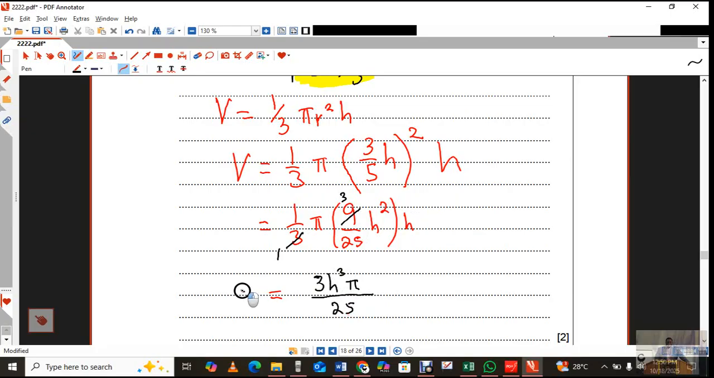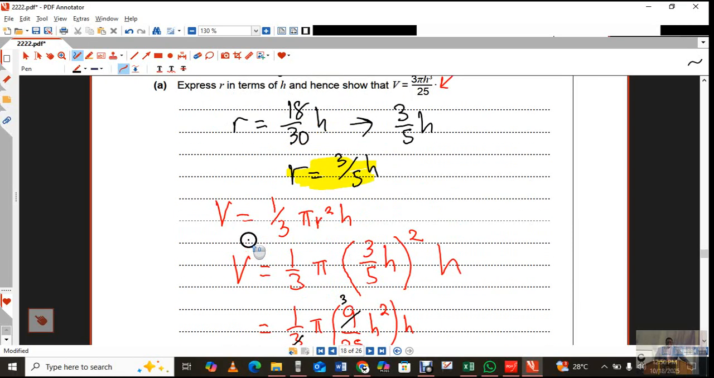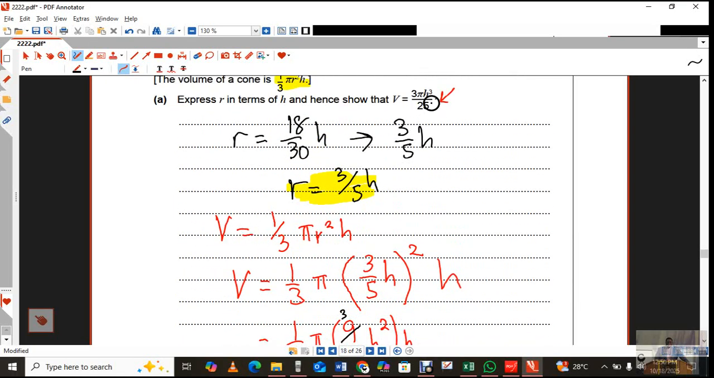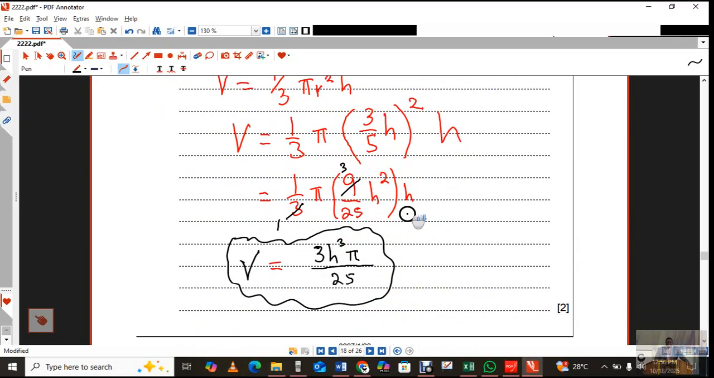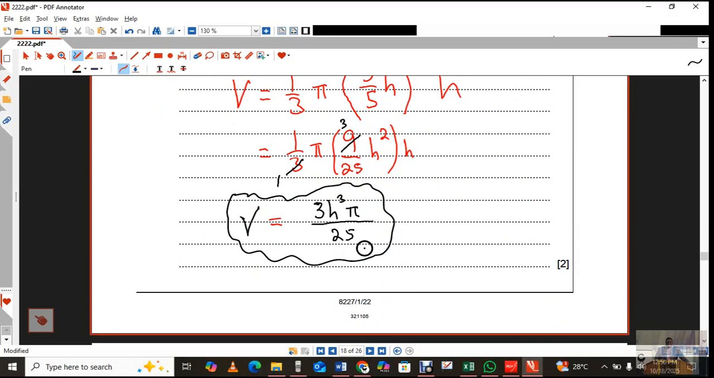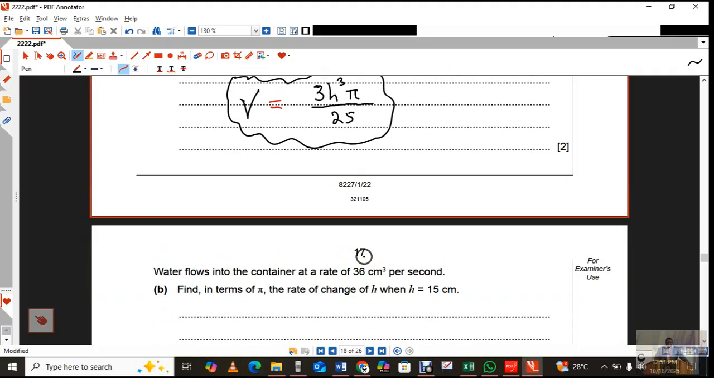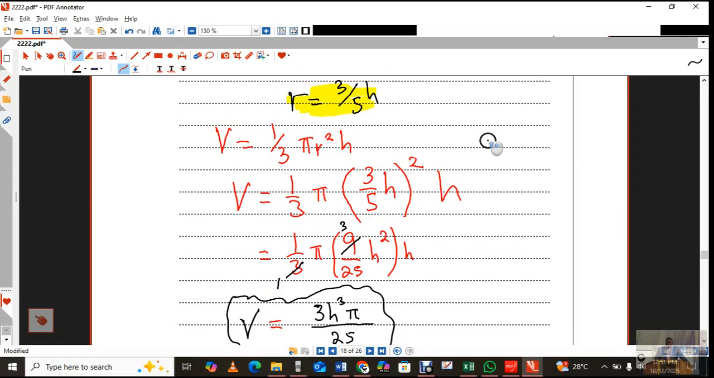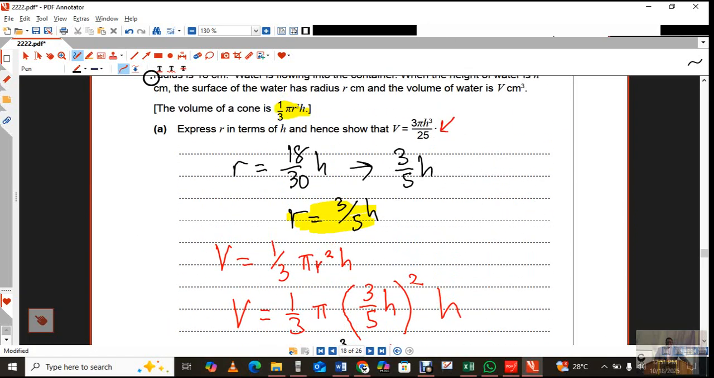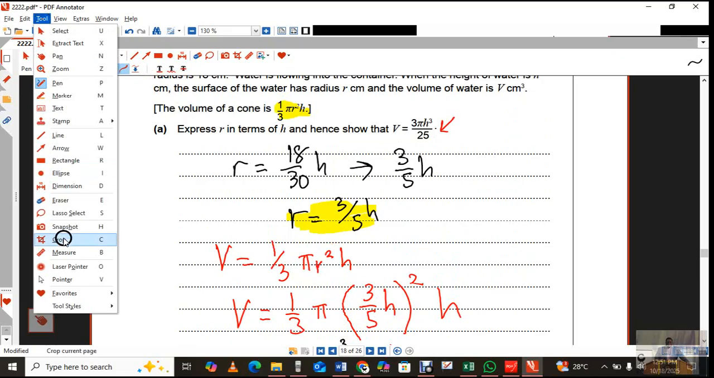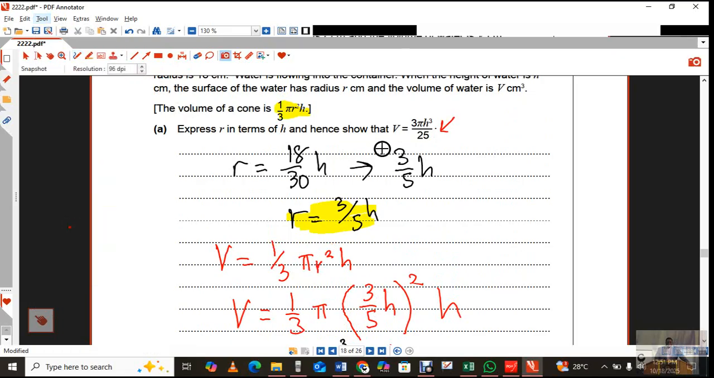This is volume, right? Did we prove it? Yes, indeed we did. 3 pi h cubed over 25. Doesn't matter where you put pi. Okay? Still the same thing. Right. So we are done with that. Now they say, very important, so I'm going to bring that volume down. Okay. So let's just bring that formula. I'm just going to grab the formula, take a snapshot of the formula.